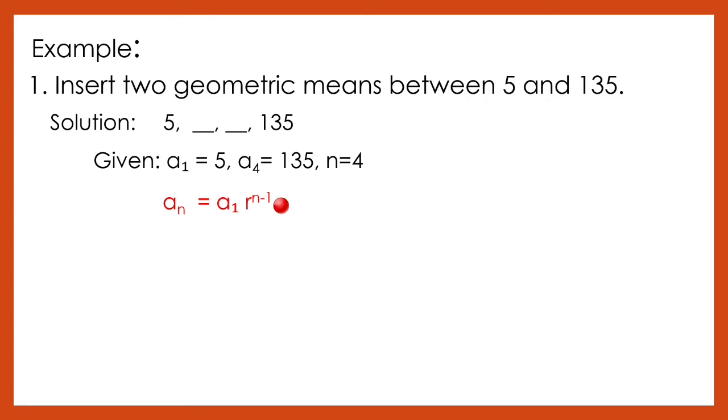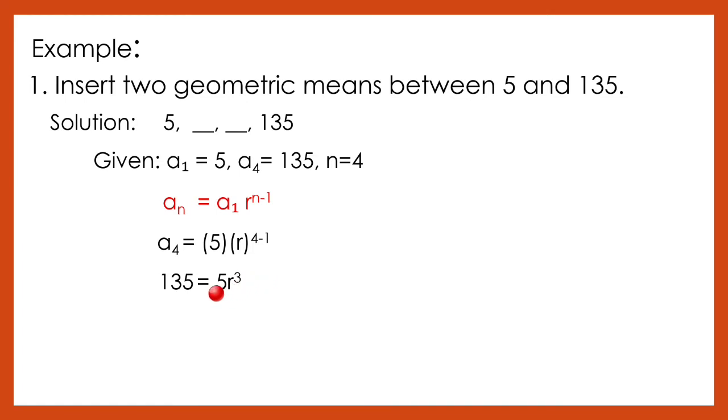Substitute lang natin yung mga given. Ang a sub n natin is a sub 4. Ang a sub 1 natin is 5. Ang r natin is missing. And then, ang n natin is 4 minus 1. Ang n natin is 4 and then meron tayong minus 1. A sub 4 is 135 equals 5 times r raised to 4 minus 1 is 3. So, meron na lang tayong exponent na 3.